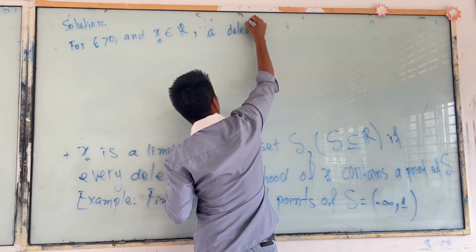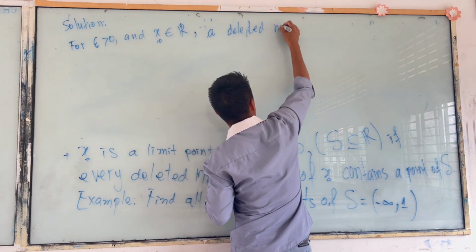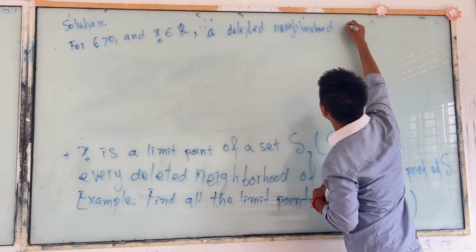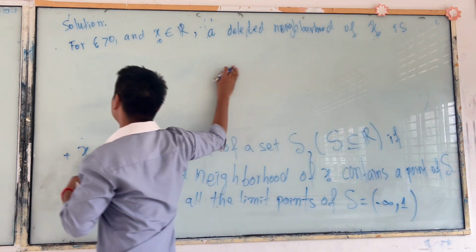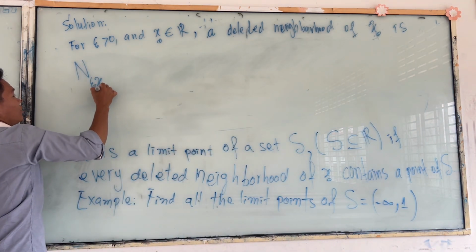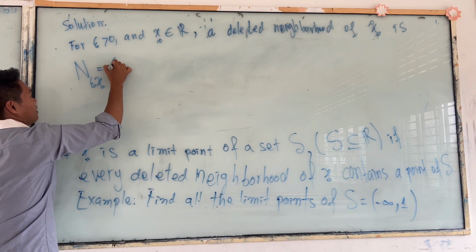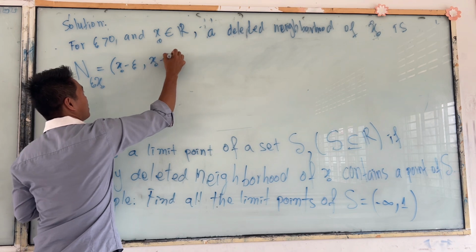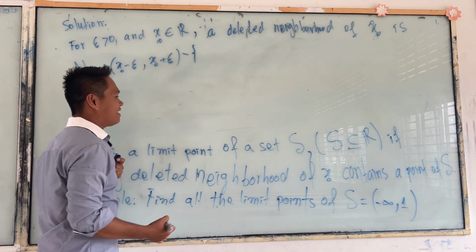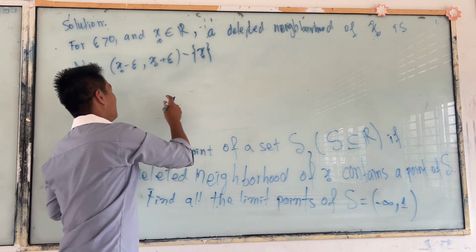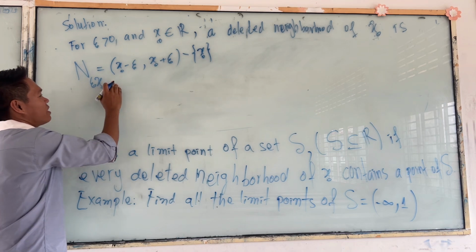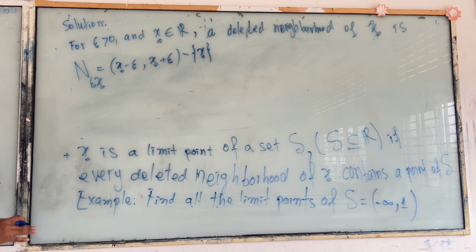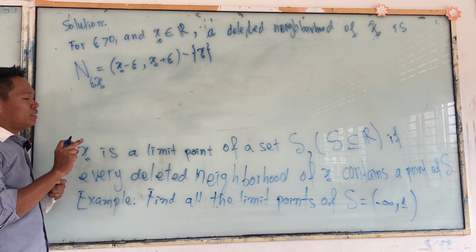Relative neighborhood of x0, call it N epsilon of x0, is equal to the open interval (x0 minus epsilon, x0 plus epsilon), subtract the singleton set {x0}. It means that a relative neighborhood of x0 is all points in this interval except x0, right?